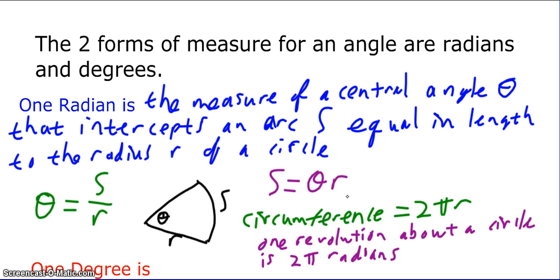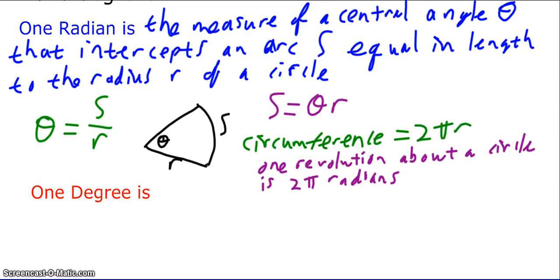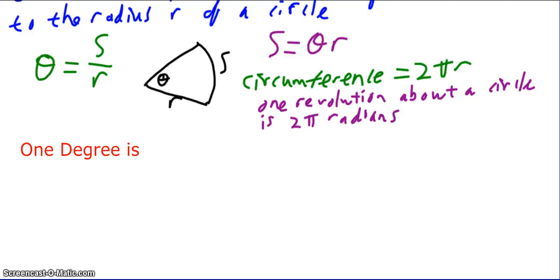So we want to make sure we remember from the beginning of the year when we were doing our review that radians don't actually have a symbol like degrees do. So if an angle is not specified to be degrees, we just assume it's radians. Okay, so now what is 1 degree?